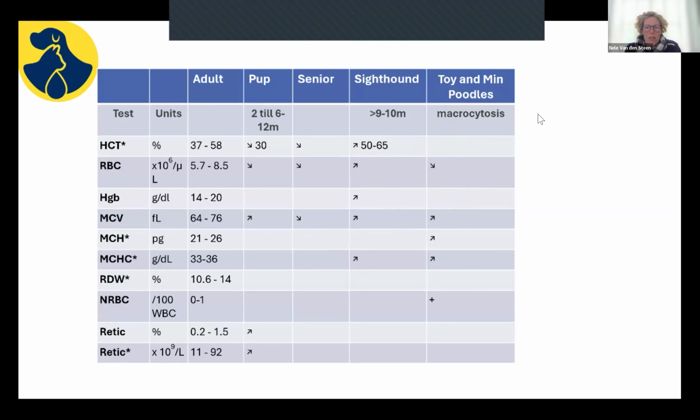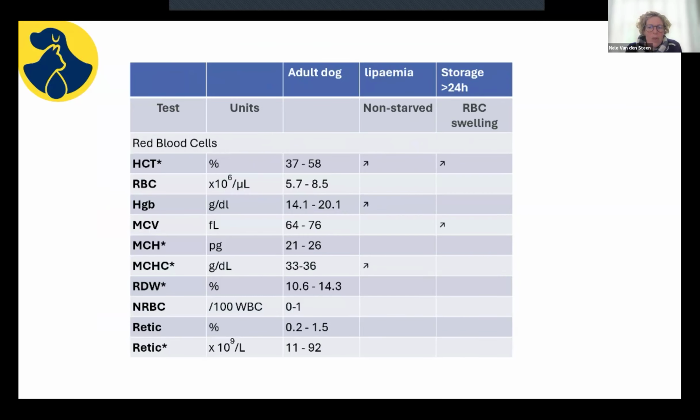So then go to the next slide. The two other things that could affect your measurements is lipemia. So if your dog is not starved and your sample is quite lipemic, it could give you a slight elevation of your hematocrit above what is the right value for that dog and a slight increase in your hemoglobin.